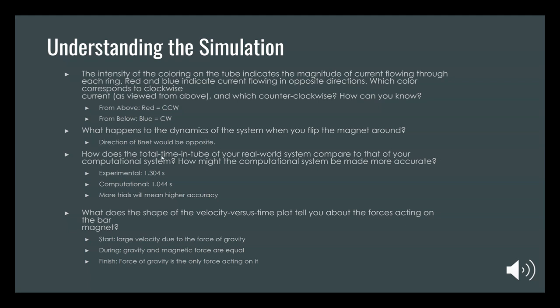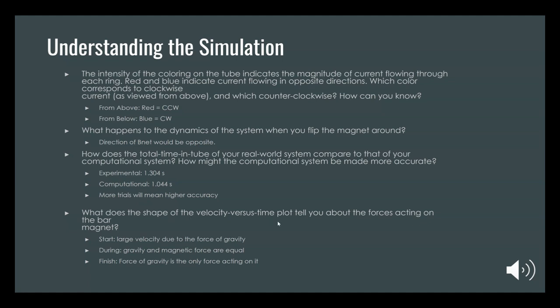How does the total time in the tube of your real world system compare to that of your computational system? How might the computational system be more accurate? The experimental, we got 1.304, computational 1.044. If we did more and more trials, I think we could expect the experimental to get closer to the computational because the accuracy would be higher.